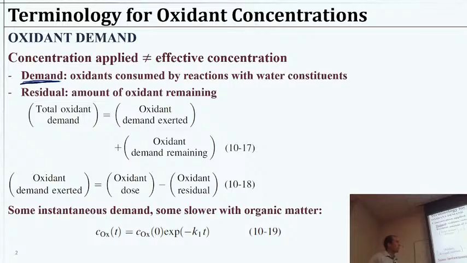The oxidant demand exerted would be our oxidant dose minus the residual. So we can calculate how much was consumed based on how much we applied, our initial chlorine or initial ozone or whatever, minus the amount that's remaining at the end of the demand.